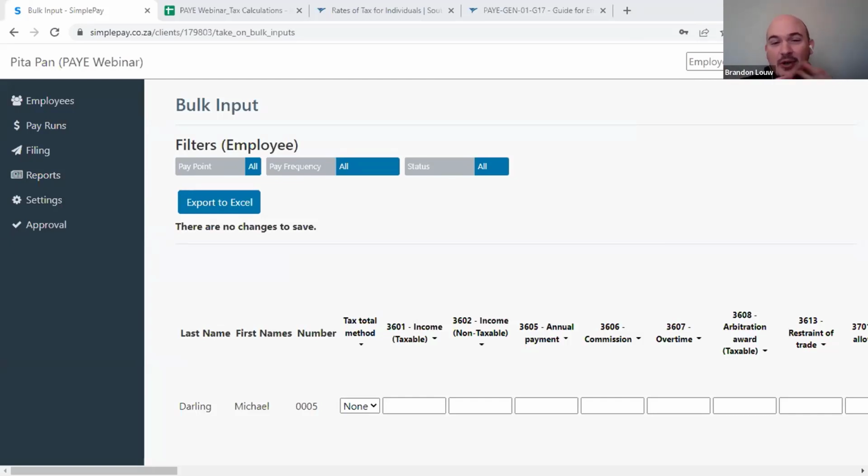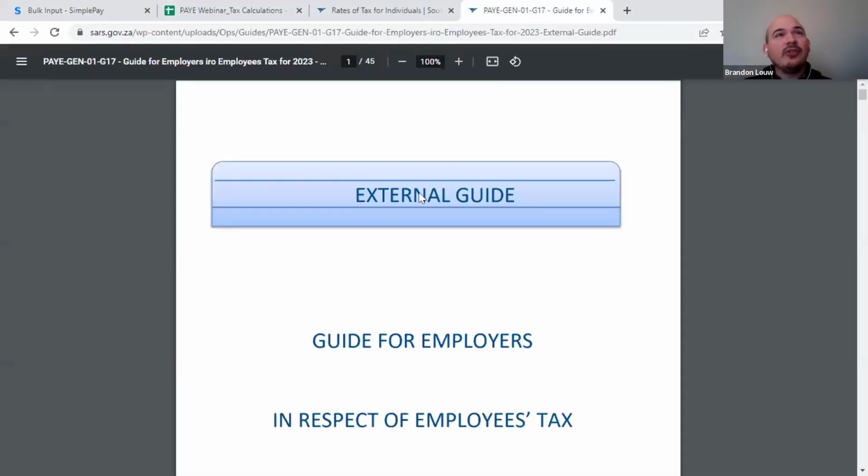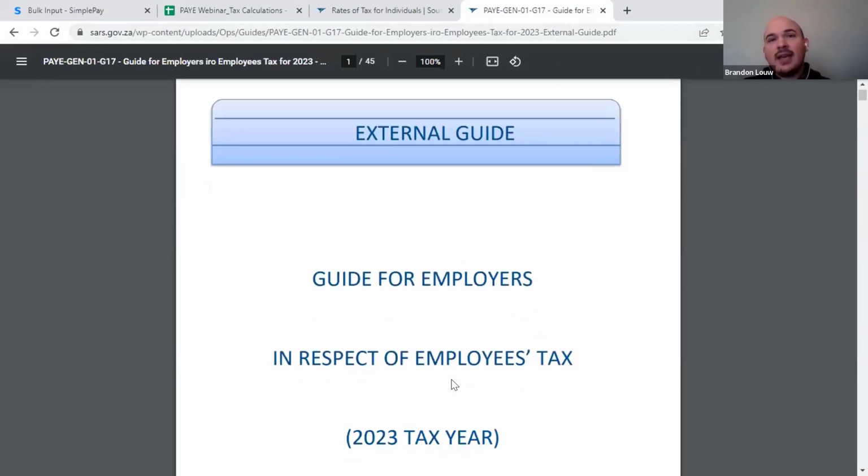No, we absolutely did not make this method up, right? It comes straight from SARS. And I'm actually going to open a document over here, and you'll see that this document comes from the SARS website. So it's sars.gov.za, and there's the URL. And this is called the Employer's Guide in Respect of Employees Tax for the 2023 tax year.